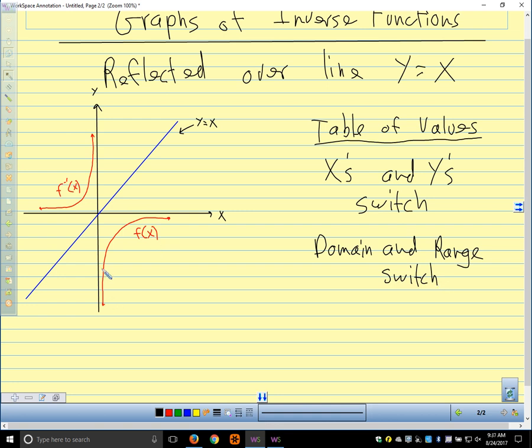And that's exactly what happens when you switch the x's and y's: that's the same as reflecting over the line y equals x. So if you see a table of values, you're looking for the x's and y's to be switched on the inverse function. If you have the pair 2, 1, the inverse function would have the pair 1, 2. They switch around, and it would be that way for every x and y.